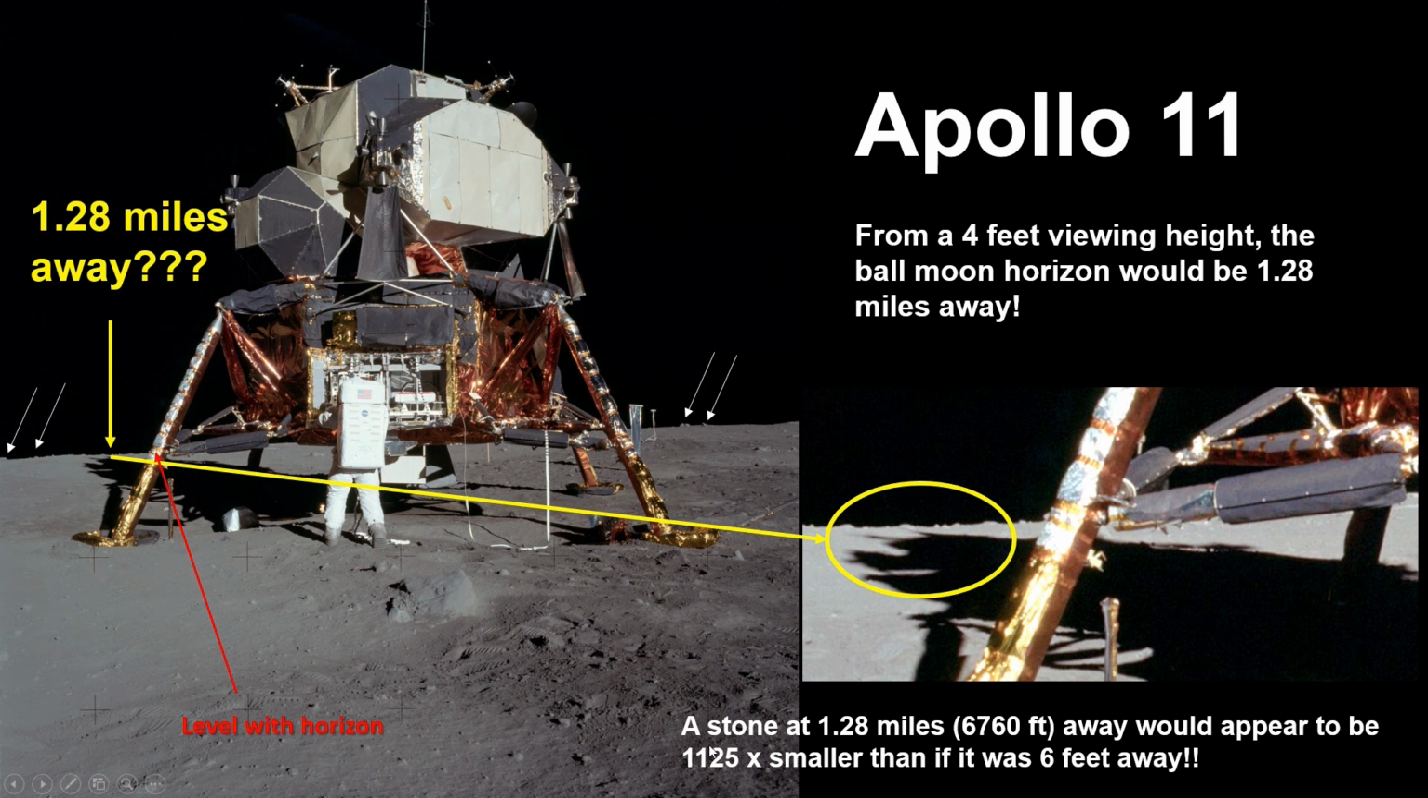Now bear in mind, a stone at 1.28 miles, which is 6,760 feet away, would appear to be 1125 times smaller than if it was 6 foot away. So see this one here? Maybe this one is a third of the size. These would have to be giant boulders all along that horizon line. Giant boulders. Yeah, bear in mind if this was 6 foot away and this was a couple of inches, it's going to be 2,000 inches by the time it gets to there.